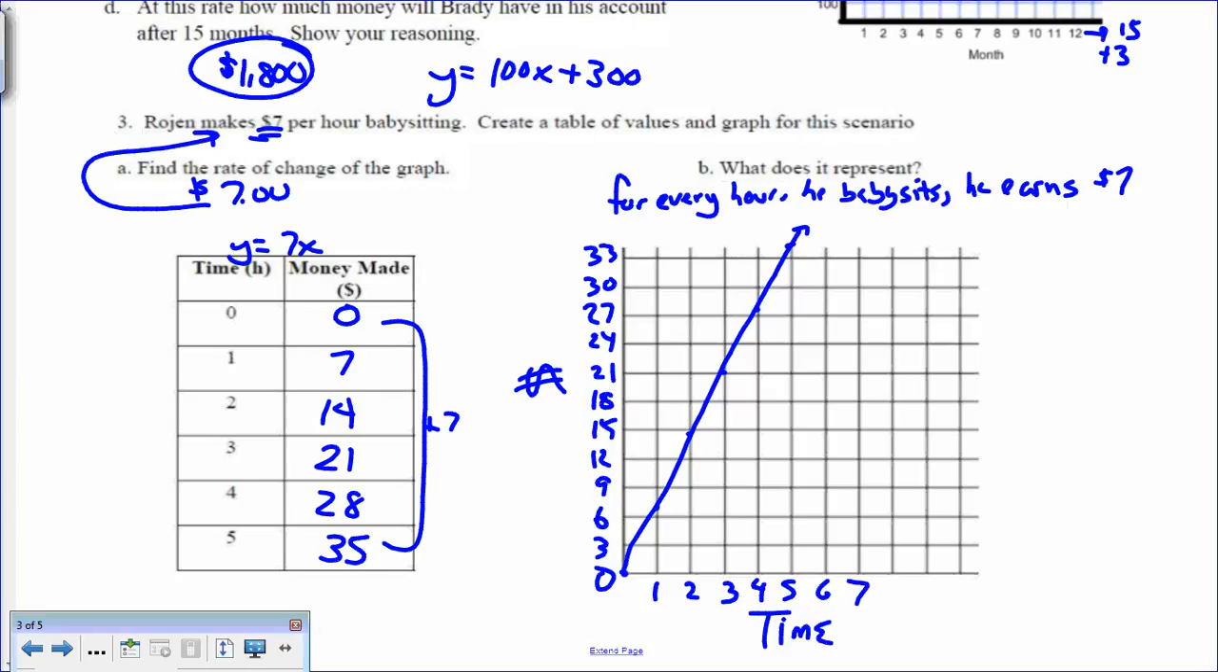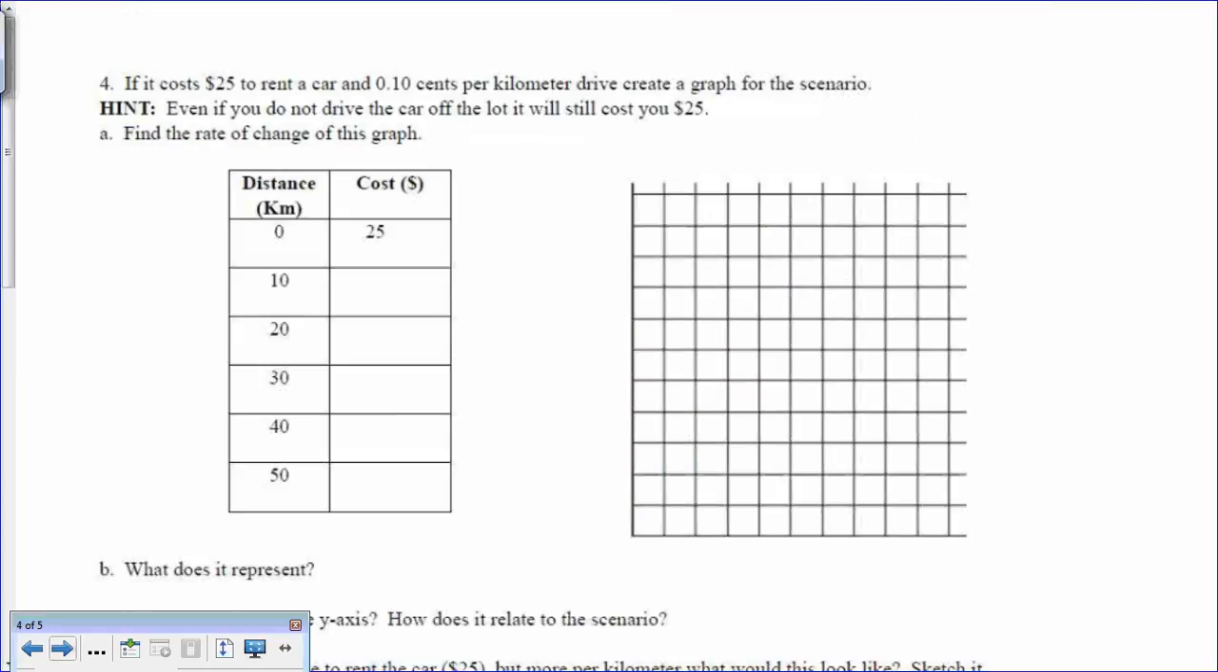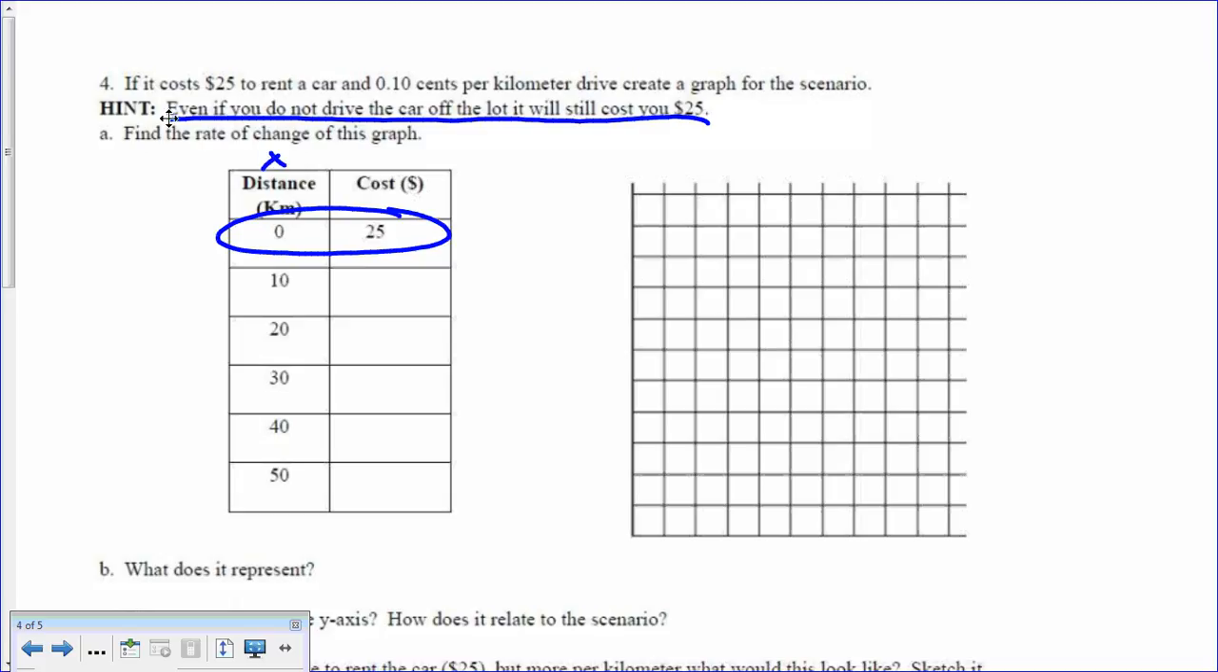All right, on to the last part here. So if it costs $25 to rent a car and 10 cents per kilometer to drive, create a graph. Well, this is a big thing here. Even if you don't drive the car off the lot, it still costs you 25 bucks. So if you notice this point here, remember, cost is dependent upon distance. So this is our x. This point here is our y-intercept. All right, so we are starting at 25. So if I go up by 5s here, that's our starting point.